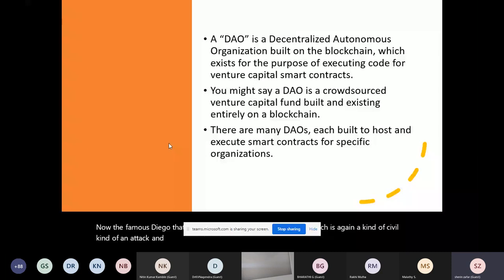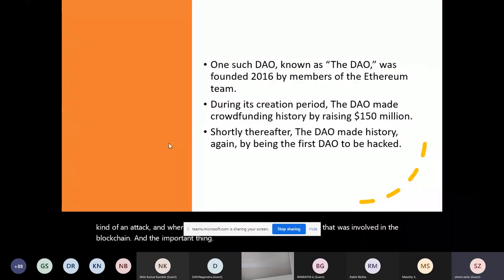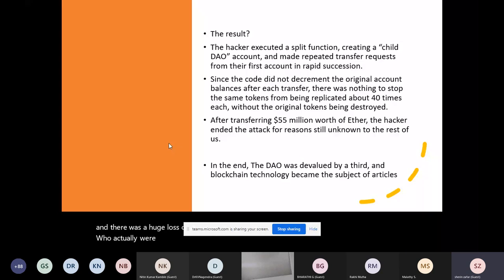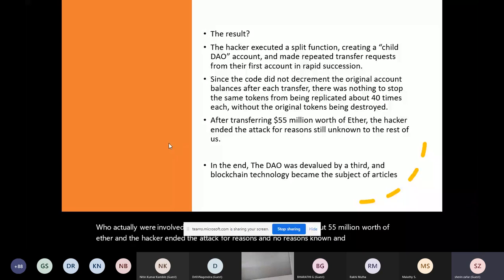And the important thing, DAO was founded in 2016 by the Ethereum team, and they raised about 150 million with the crowdfunding. And then again it made history, because it was the first to be attacked. There was a recursive bug that was erroneously found in the DAO, and the attacker exploited the vulnerabilities in the DAO. There was a huge loss of money to the people who were involved in that DAO, about 55 million worth of Ether. The hacker ended the attack for reasons unknown. Then there were a lot of issues and a lot of panic created. And this came thoroughly because the code was not properly and thoroughly tested.